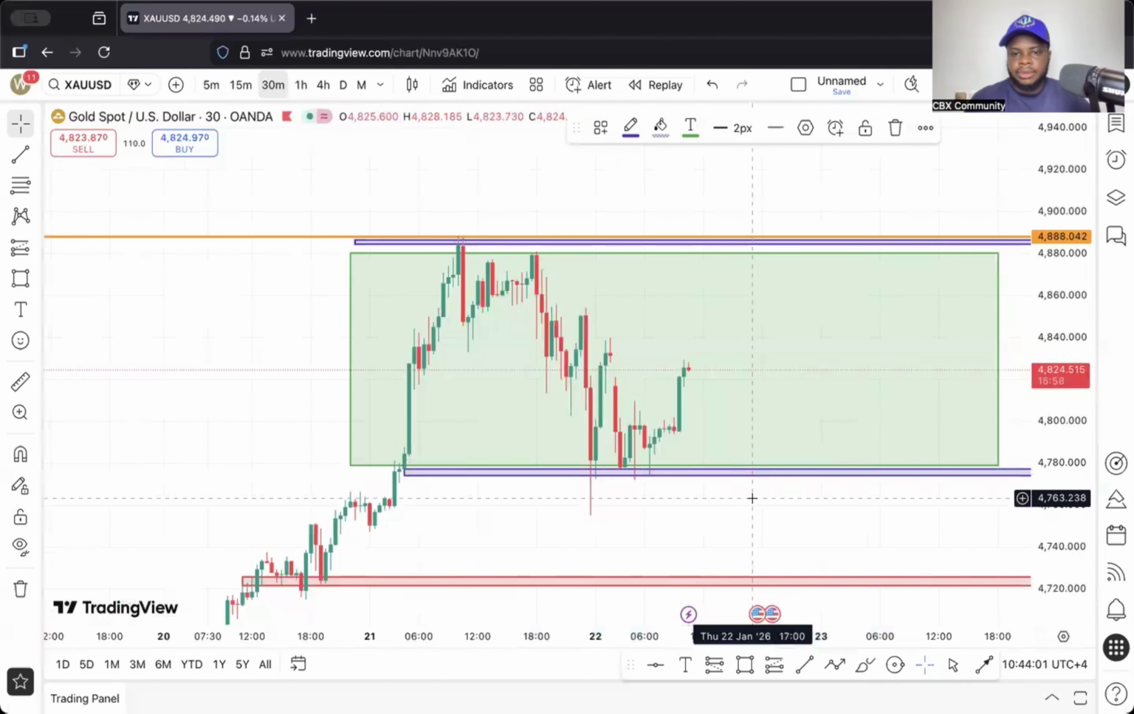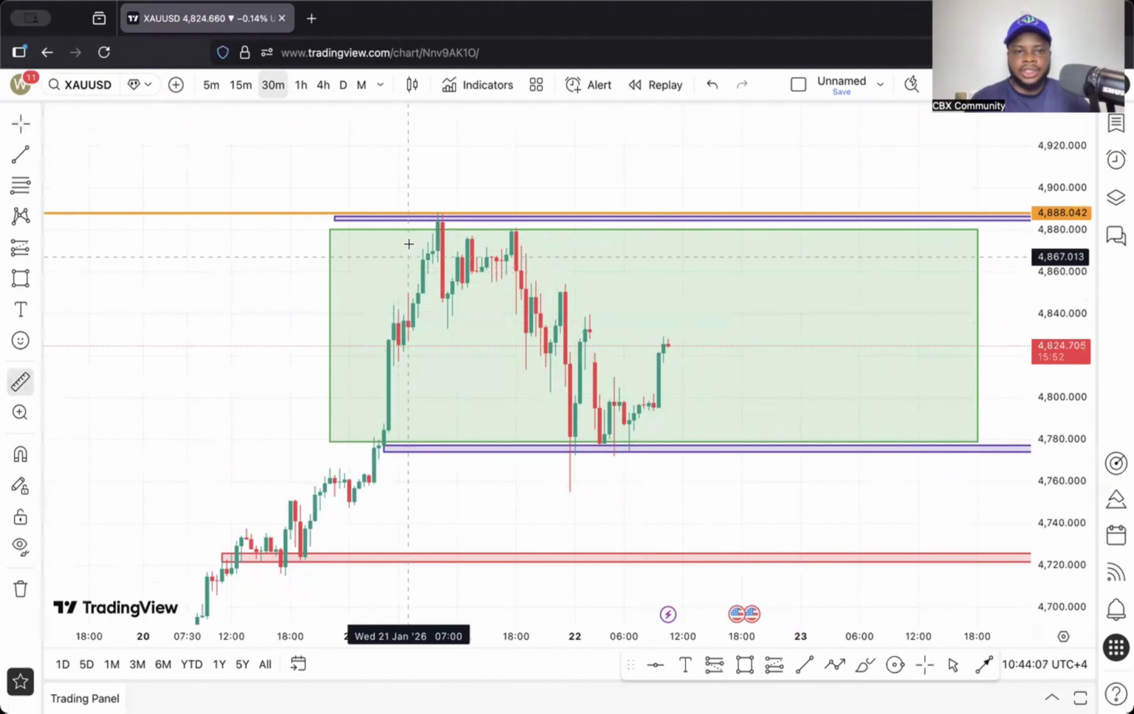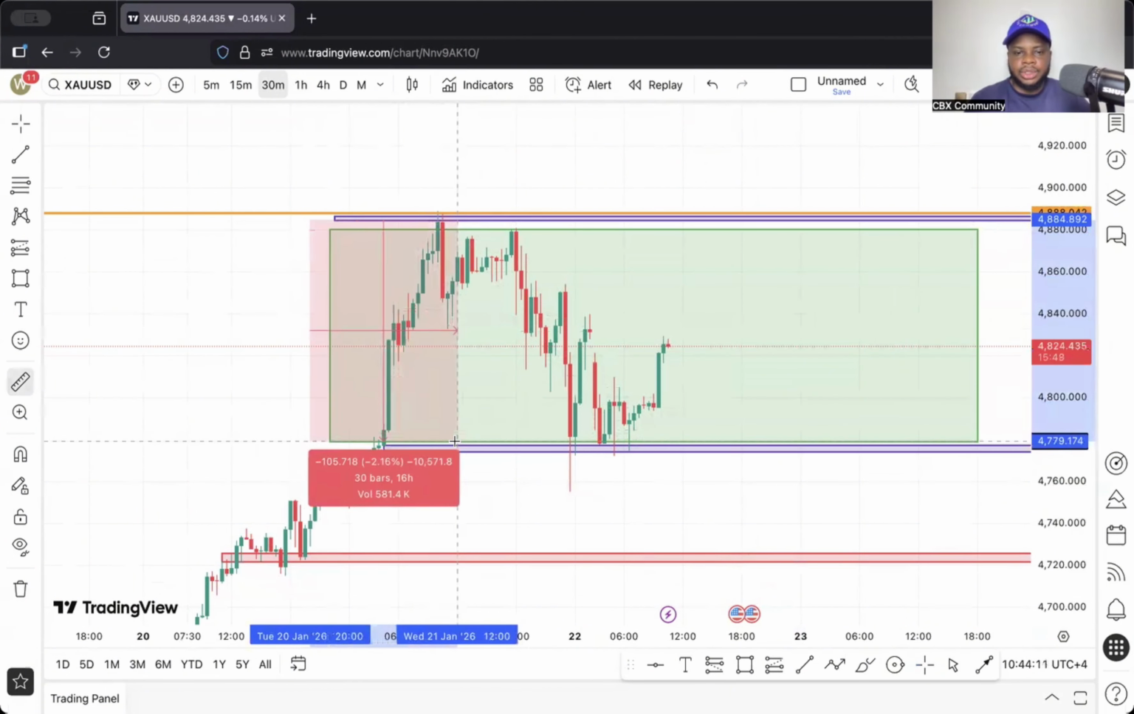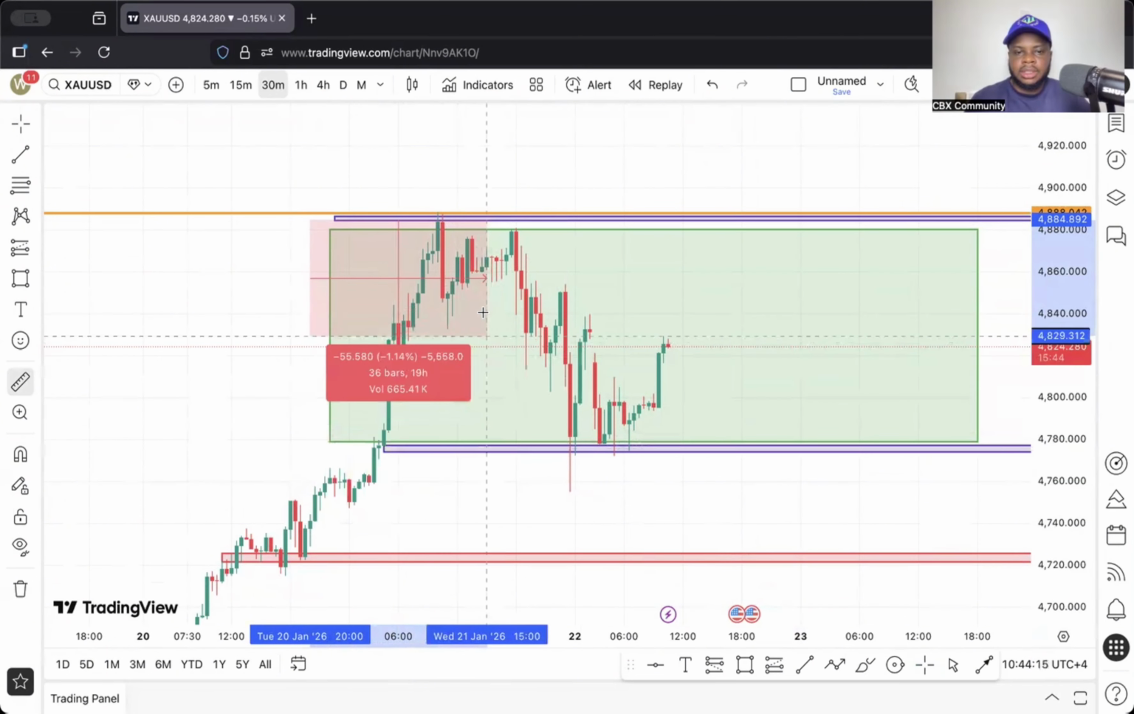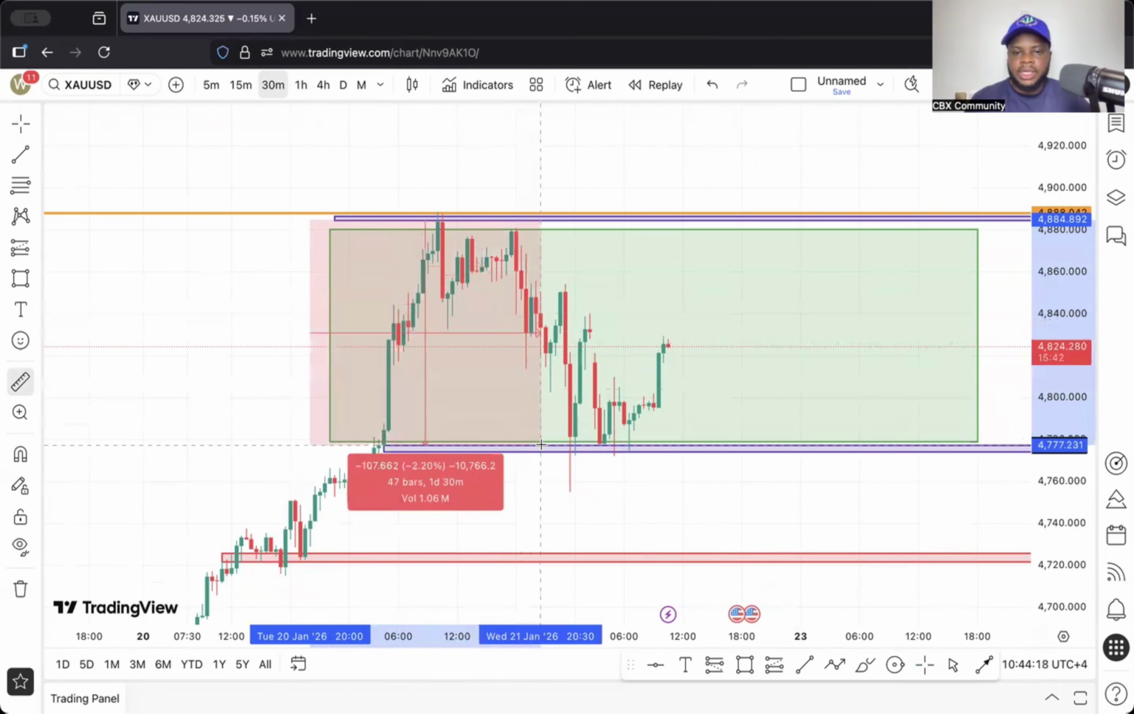From this resistance zone down to this support zone, it's very important for us to measure the range so that we'll be able to have an idea of what we're anticipating the market to give to us. So we are looking at 1,000 pips. That's huge.